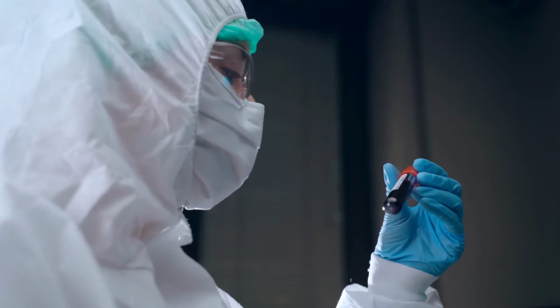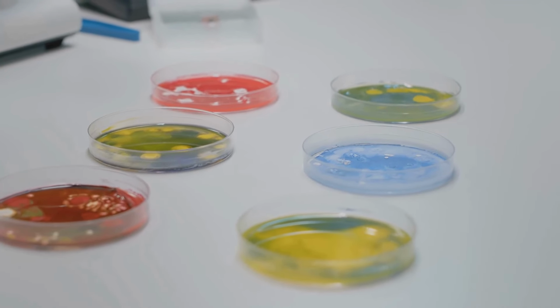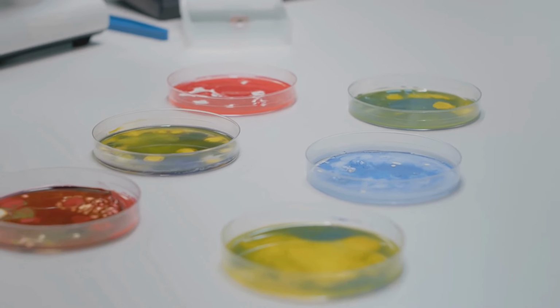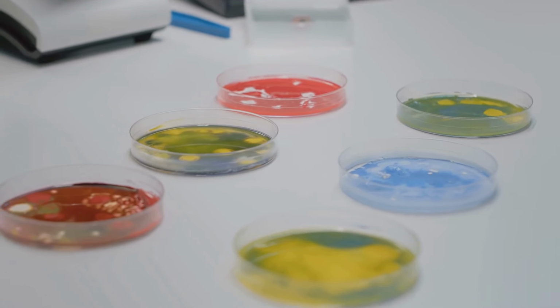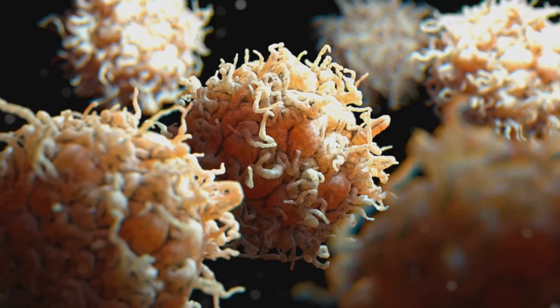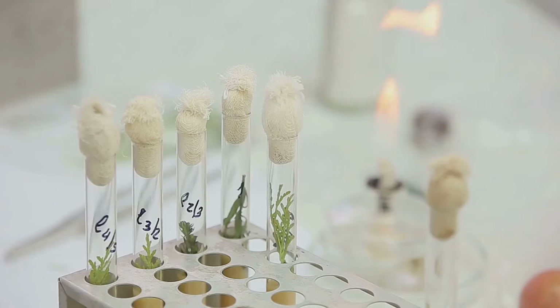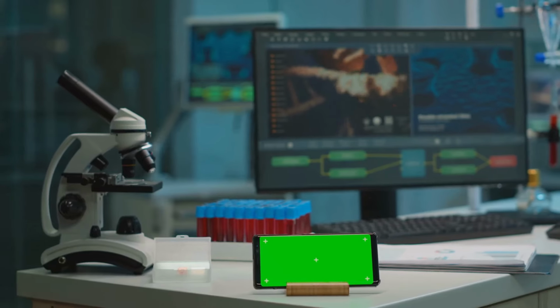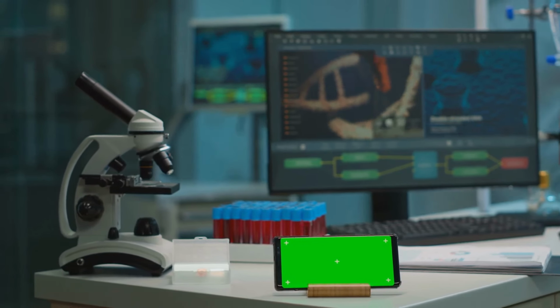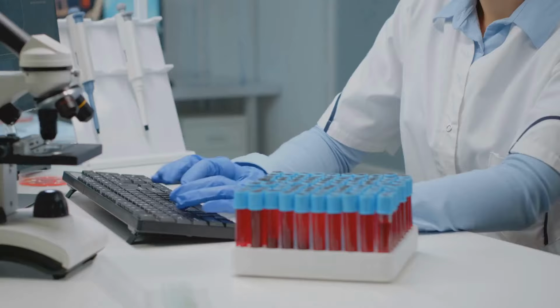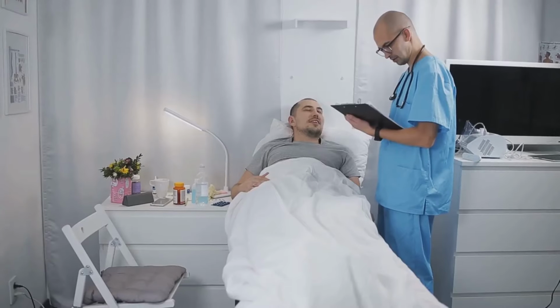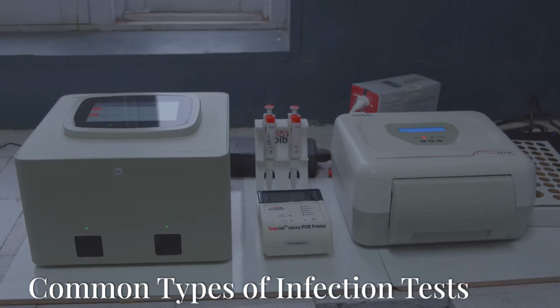Let's start with the basics. Infections occur when harmful microorganisms like bacteria, viruses, fungi, or parasites invade your body. Your immune system fights back, but sometimes the infection requires medical intervention. This is where lab tests come in. Lab tests help identify the type of microorganism causing the infection, the severity of the infection, and the most effective treatment options.